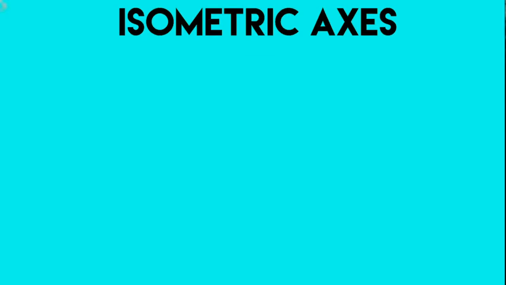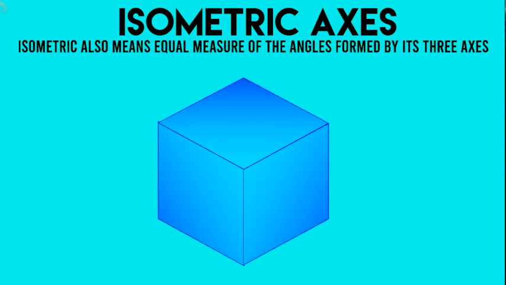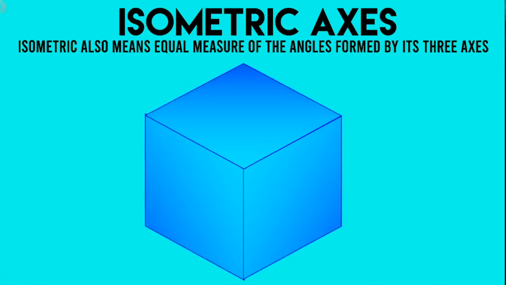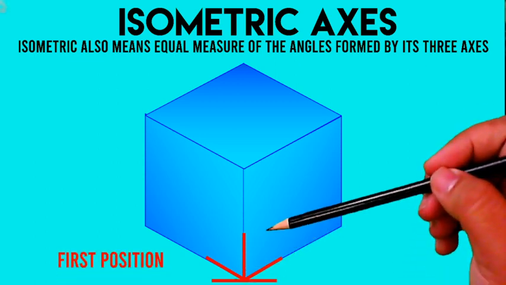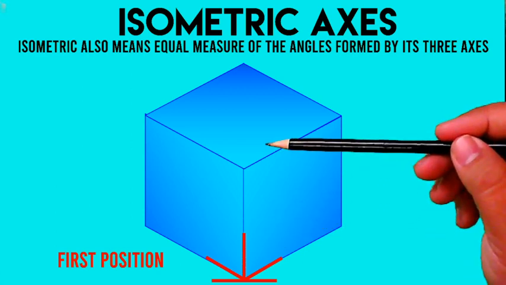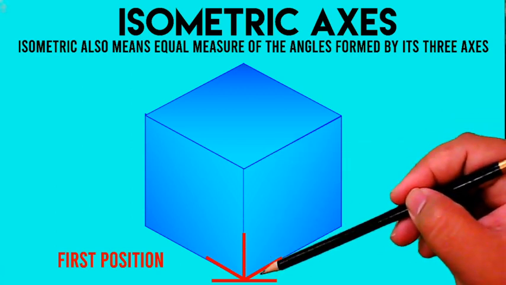So, let's talk about the isometric axis. Isometric also means equal measure of the angles formed by its three axes. First, we have what we call the first position, where we have our vertical line and also our horizontal line, creating a perpendicular or 90 degree angle. Now, we have two cross axes, the X and Y axis. This is called the first position because it is used if you want to create an isometric drawing that starts from the bottom.